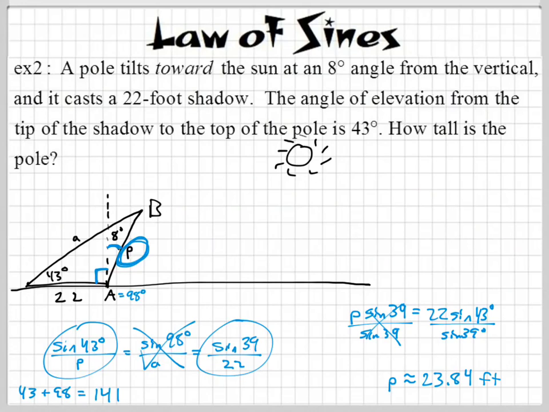All right, there you go. There's your answer. I set it up right here. I cross multiplied, and then I got the P alone. That's our approximate answer. Very nice.